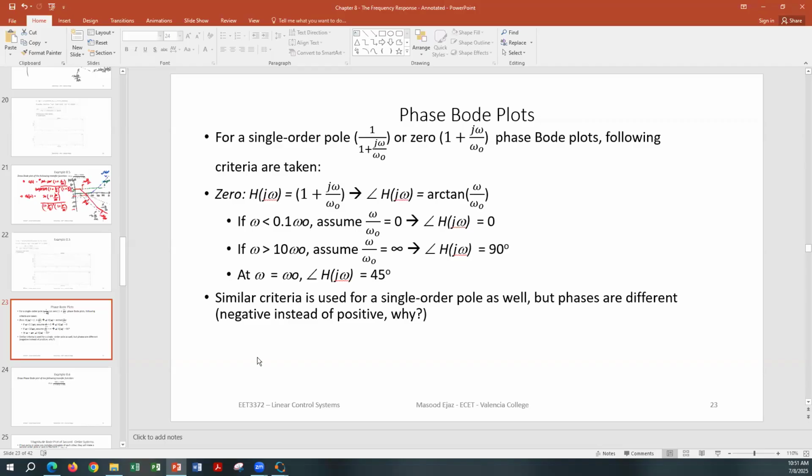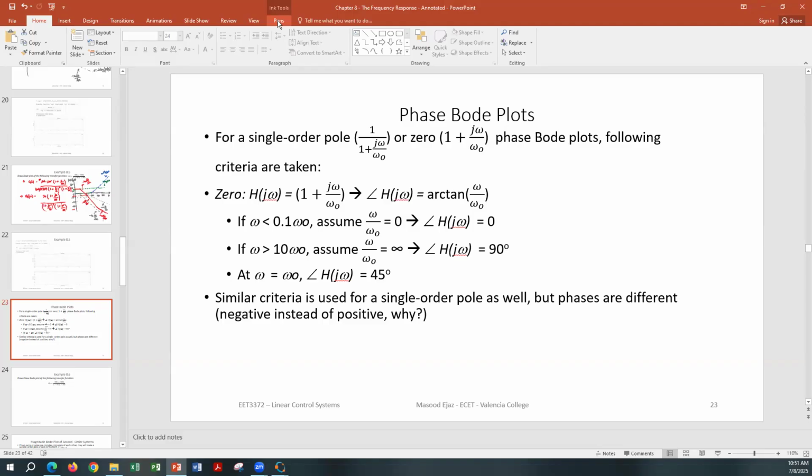Phase Bode plot, again, approximation we are using, not the exact one. Of course, the exact one can always be drawn using the computer. But the whole idea of Bode plot is that you can draw an approximate curve without even going towards the computer. So you can have an idea as to how the frequency response is going to look in the decibel scale. Phase Bode plot, what approximation we are using?